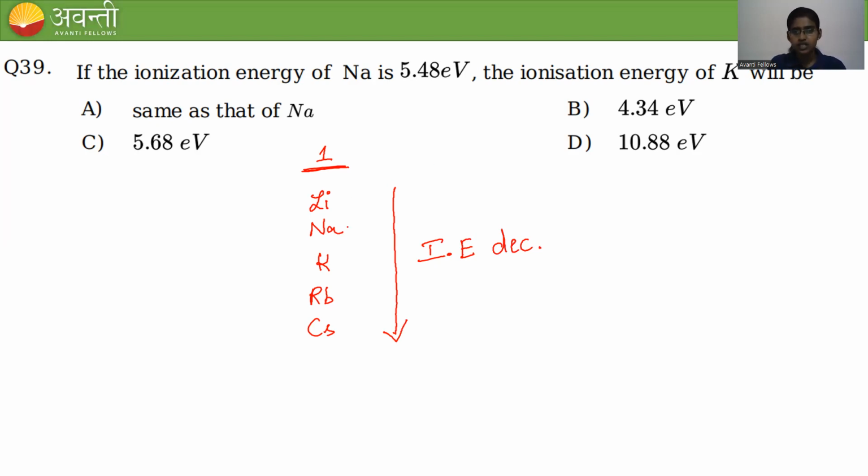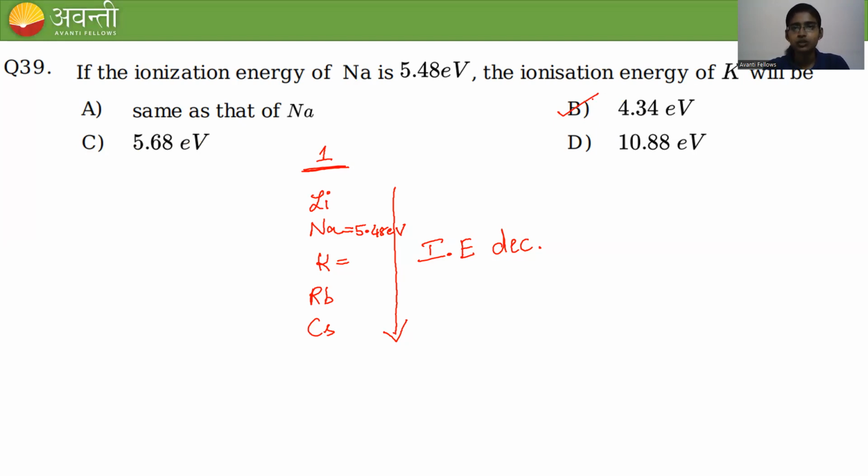So if the ionization energy value for sodium is 5.48 electron volt, then for potassium, it should be less than 5.48, right? So see the options. It is given same as that of Na, it cannot be the answer. And option C, 5.68, which is higher than 5.48, cannot be the answer, and the 10-point value is also not the answer since it is a higher value. So potassium should have a lower value than sodium, which is 4.34 electron volt. And option B is the correct answer for this question.